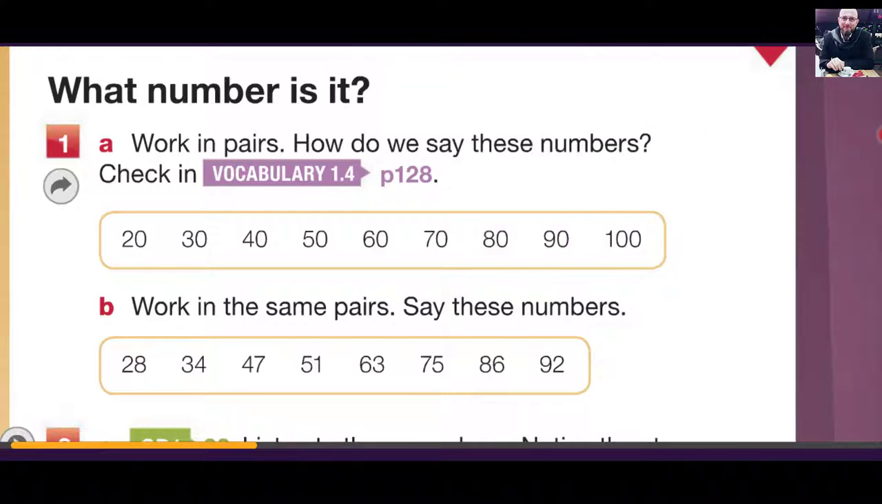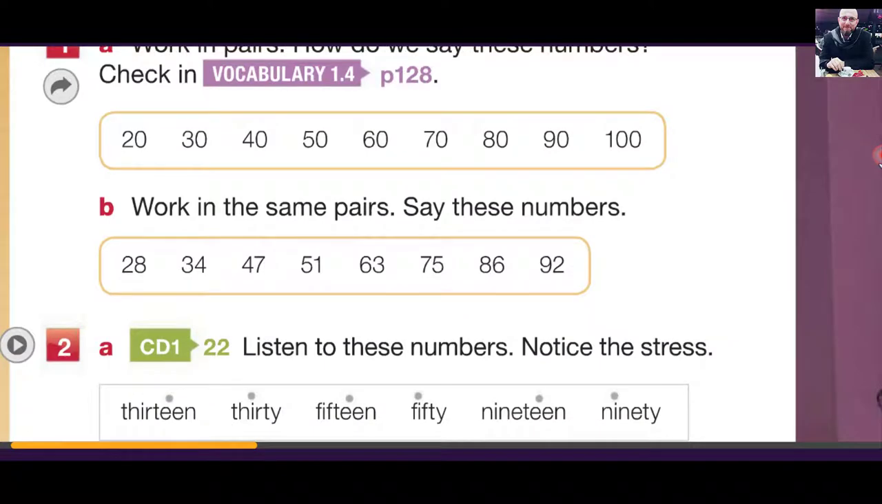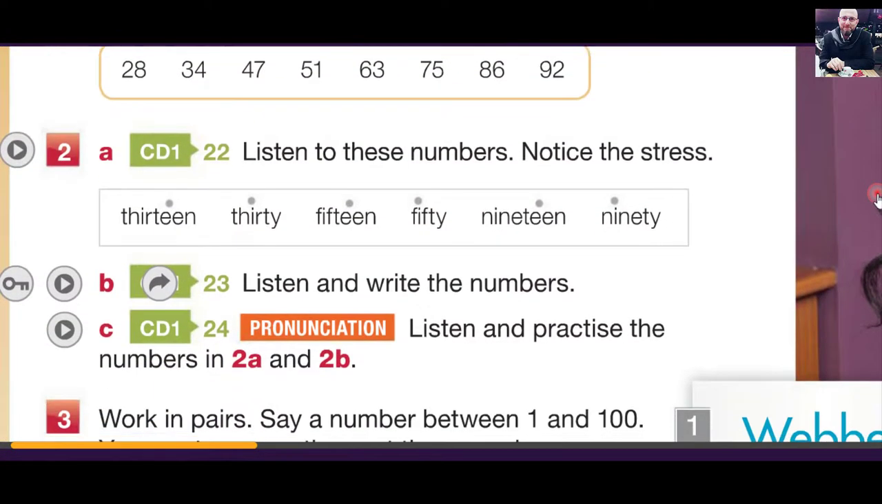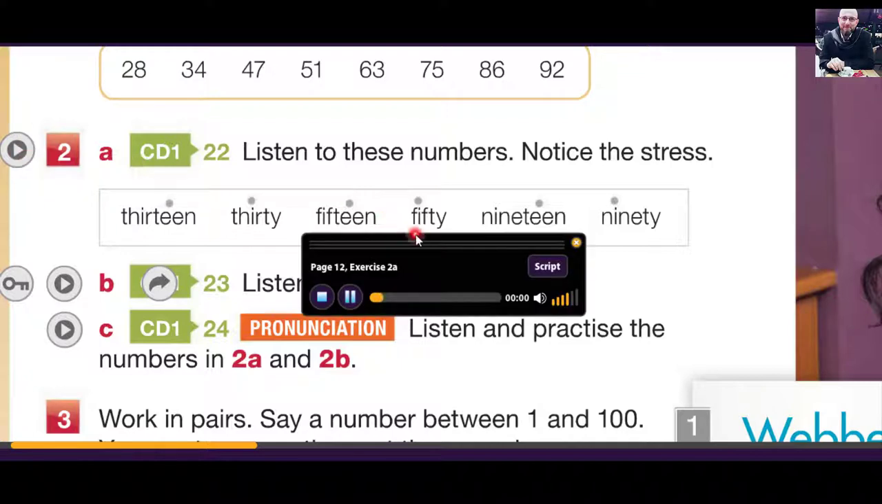So now we're going to listen to exercise number 2, and notice the stress here. 13, 30, 15, 50, 19, 90. Listen to it. Track 22.